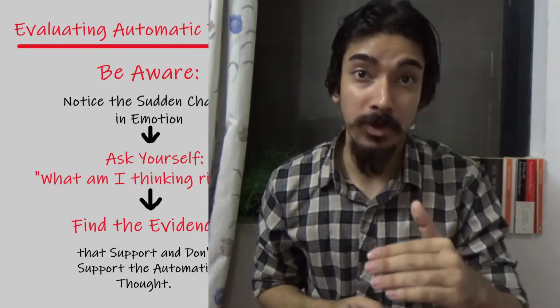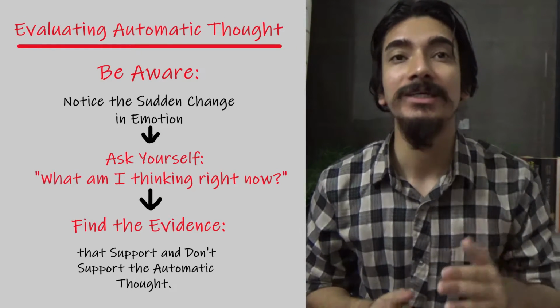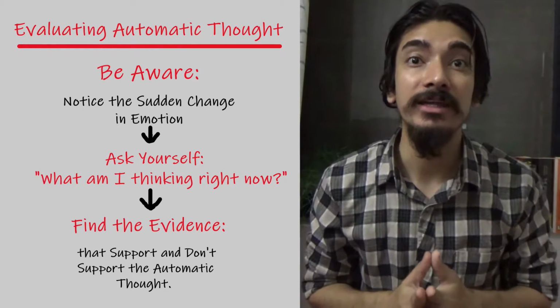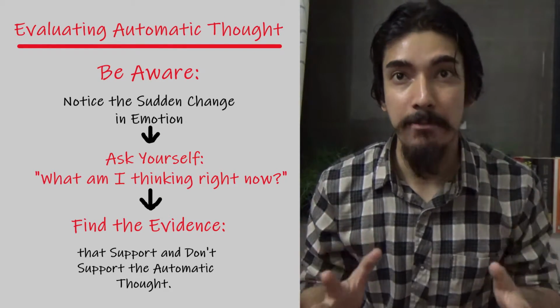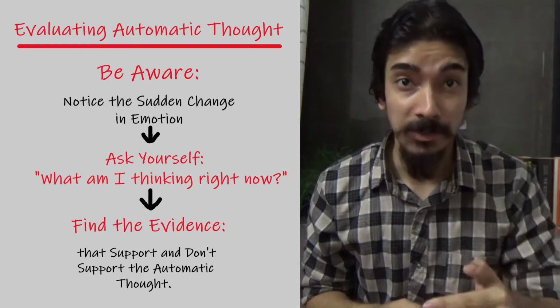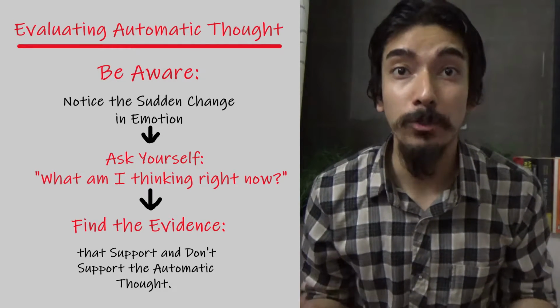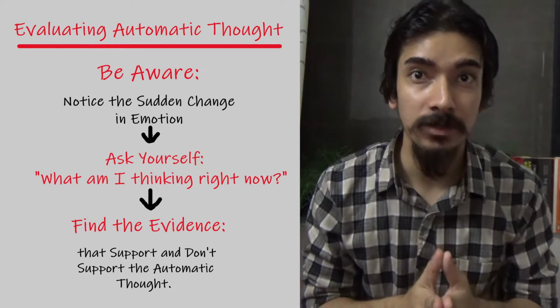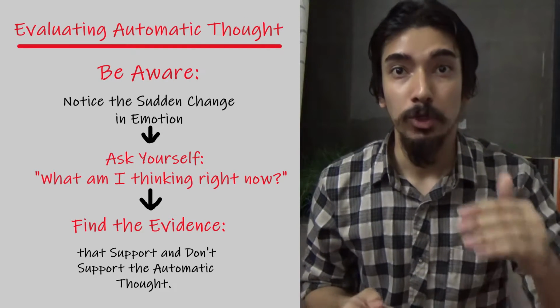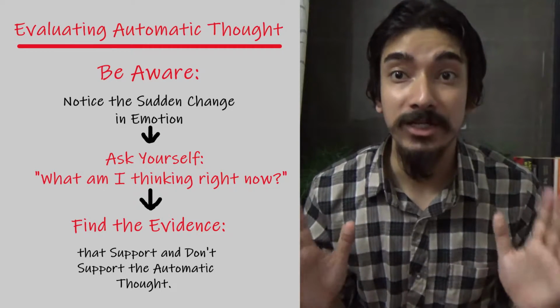First of all, he needs to be aware about his emotions. If his emotions or moods shift dramatically, then he needs to ask, what am I thinking right now? Because most of the time we are not aware about our thoughts. They come automatically and are very quick. So we just notice our emotions. That's why those thoughts are called automatic thoughts.